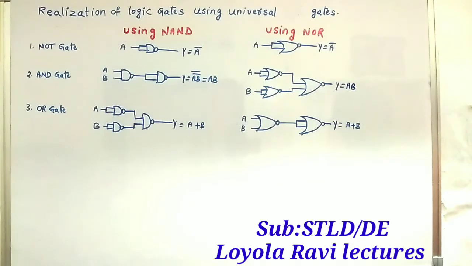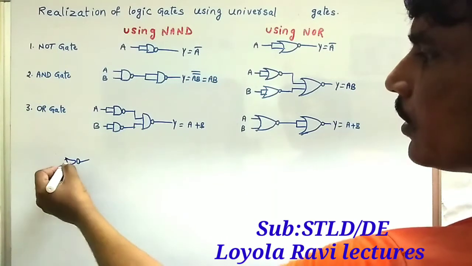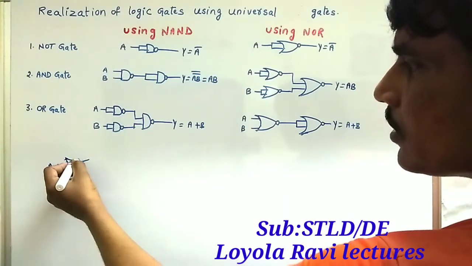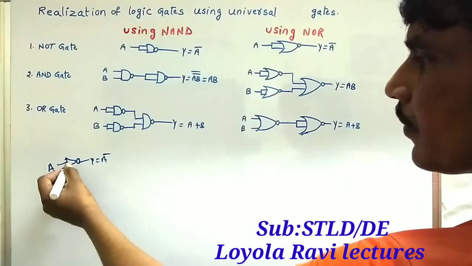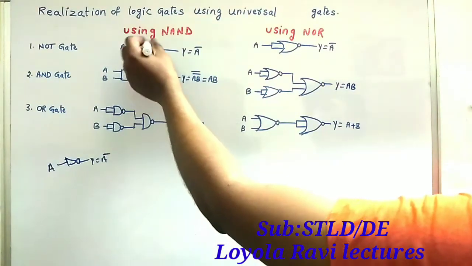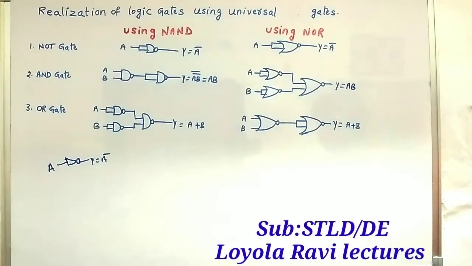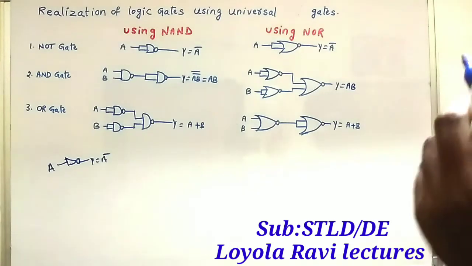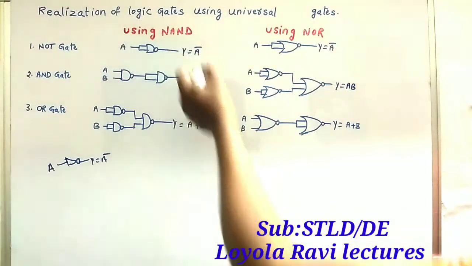Okay, we know that already, NOT gate is like this. It has A as the input, Y is equal to A bar. Then see here, this is a NAND gate. I am going to short the two inputs. Basically NAND has two inputs, minimum inputs are two. Those two inputs are shorted and connected as a single input. Then we are getting the corresponding output.